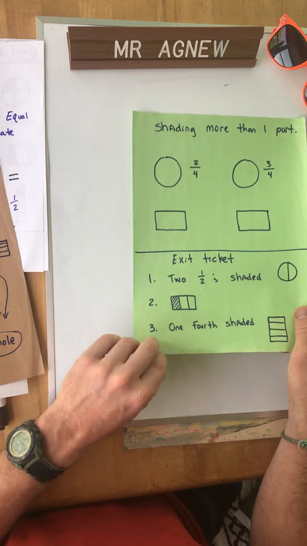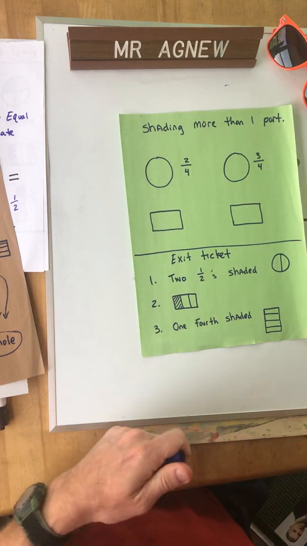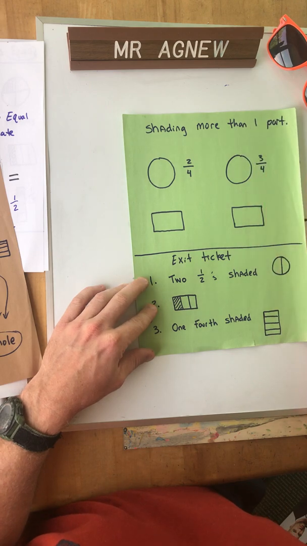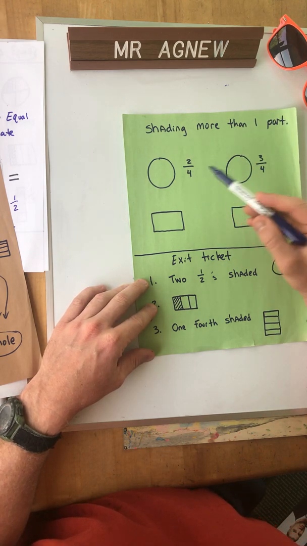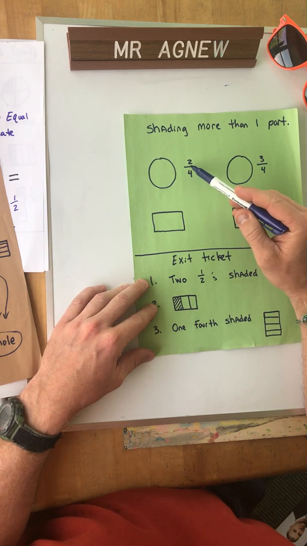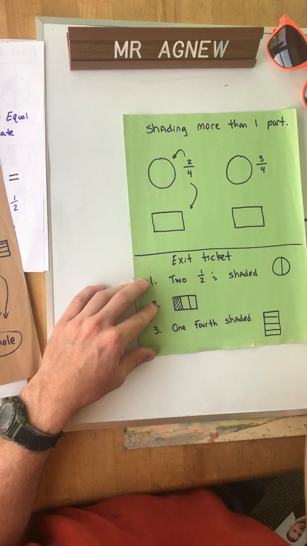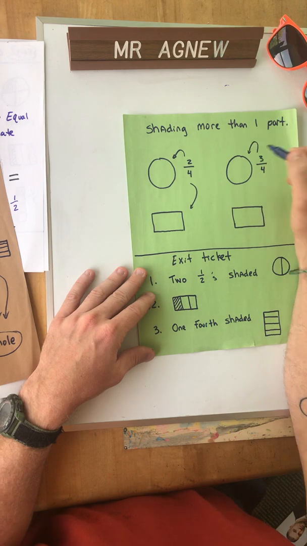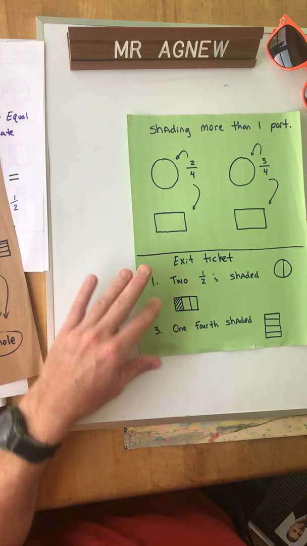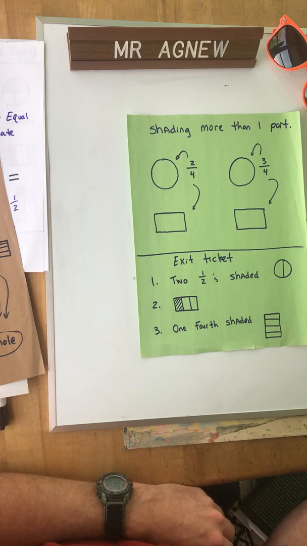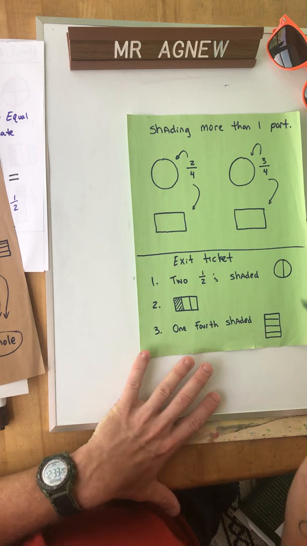All right, next one. Here we go, green page. Getting close to the end, guys. Shading more than one part. I'm going to let you try these, okay? I want both shapes to show 2 out of 4, and both shapes to show 3 out of 4. I'm going to pause it for a sec, let you catch up, and then we'll go back through.